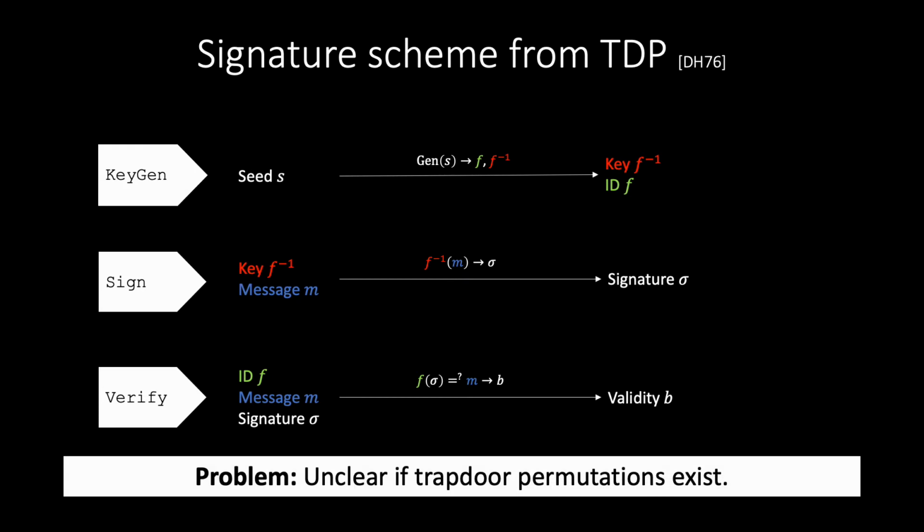Having proposed the scheme, Diffie and Hellman, however, left open the question whether a trapdoor permutation family actually exists. In 1978, Ronald Rivest, Adi Shamir, and Leonard Adleman proposed a concrete trapdoor permutation family, which is commonly referred to as RSA. Their construction works as follows.